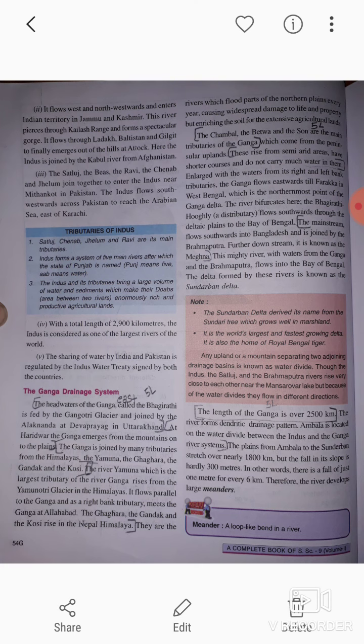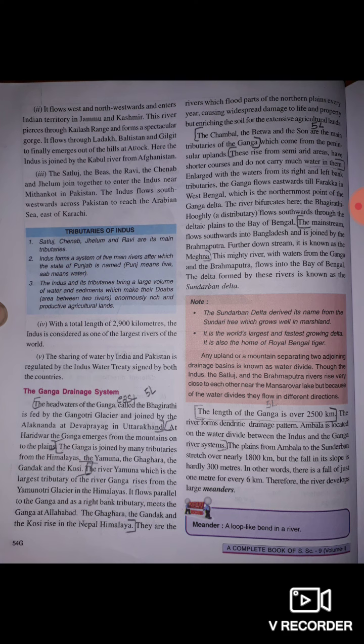Now the second one is the Ganga drainage system. The headwater of Ganga, called the Bhagirathi, is fed by the Gangotri glacier, meaning it originates from the Gangotri glacier, and is joined by the Alaknanda at Devprayag in Uttarakhand.